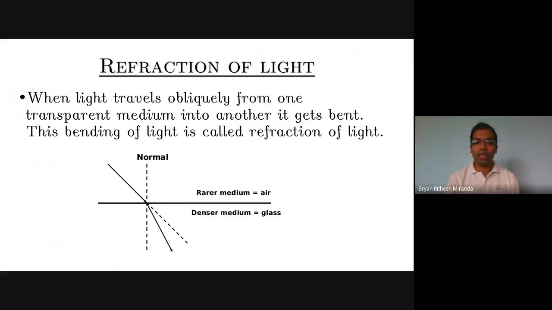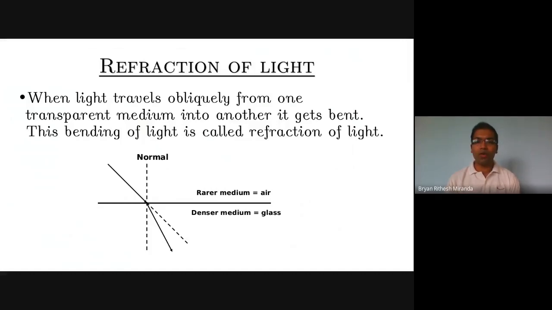If we have to calculate the angle of incidence and angle of refraction, we measure them with respect to the normal. So a protractor is placed at the normal, and then the angle from the normal to the incident ray gives the angle of incidence, and the angle from the normal to the refracted ray gives the refracted angle or the angle of refraction.